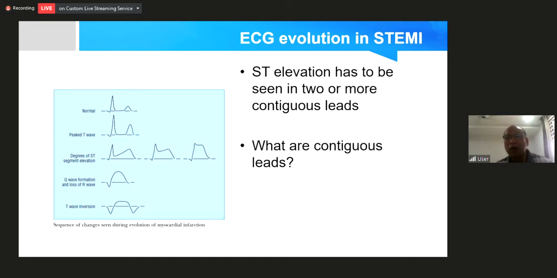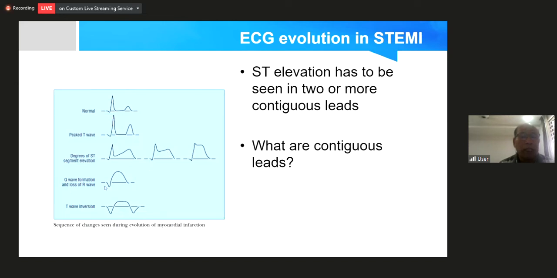After 3 hours, you are dealing with only 50 to 70% myocardial reversibility. So from this ECG evolution, you have to know this is normal. When your patient comes early, sometimes they have peaked T like this, and then eventually it will evolve into ST elevation like that. Then within 12 hours, you will see a Q wave.